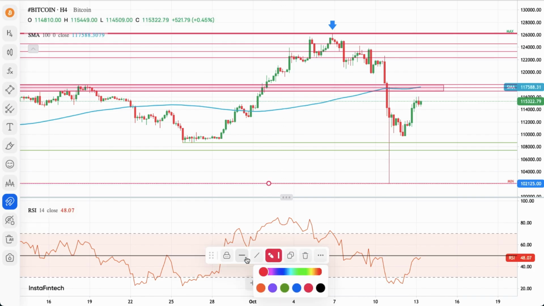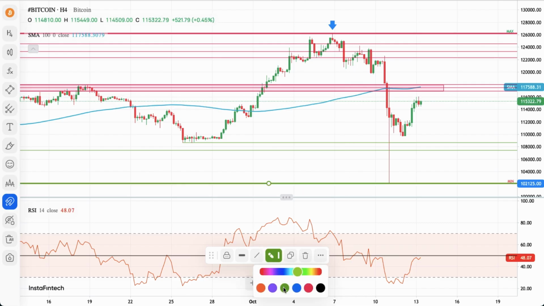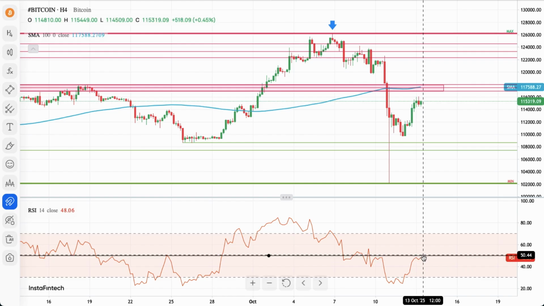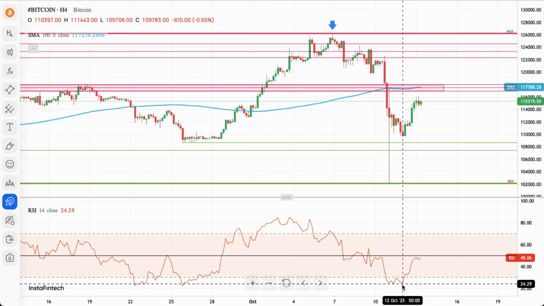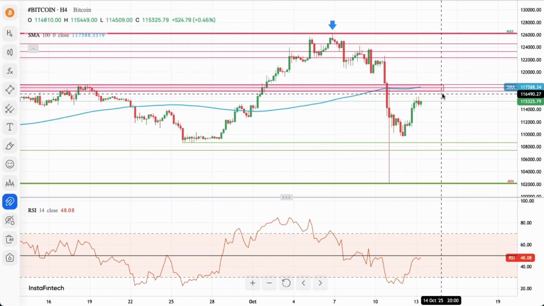Let's add the extreme low for this movement to the downside. There you go. Of course it's a support now. We already went up on the momentum towards the level of 50 from the extremely oversold conditions, and now the question is whether the market will be able to break above the 100 periods moving average, above the supply zone, and move higher or not.